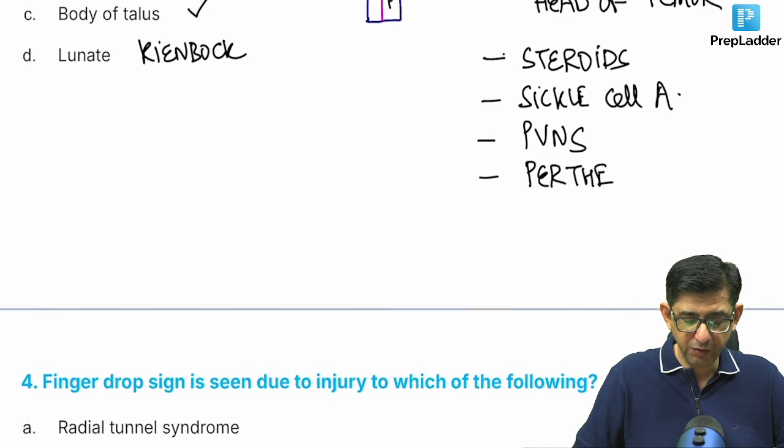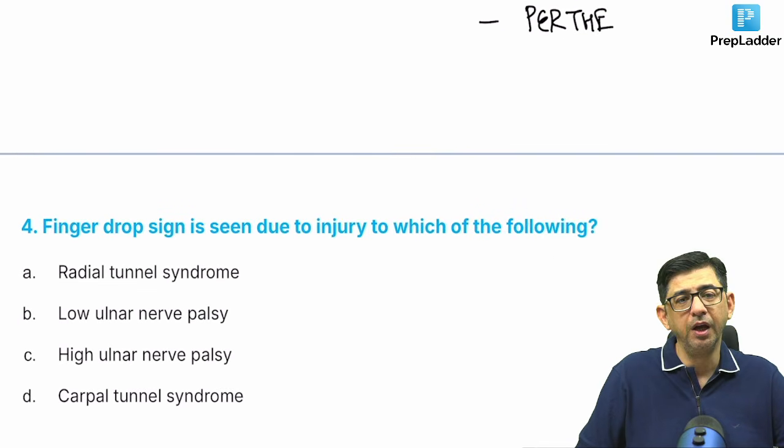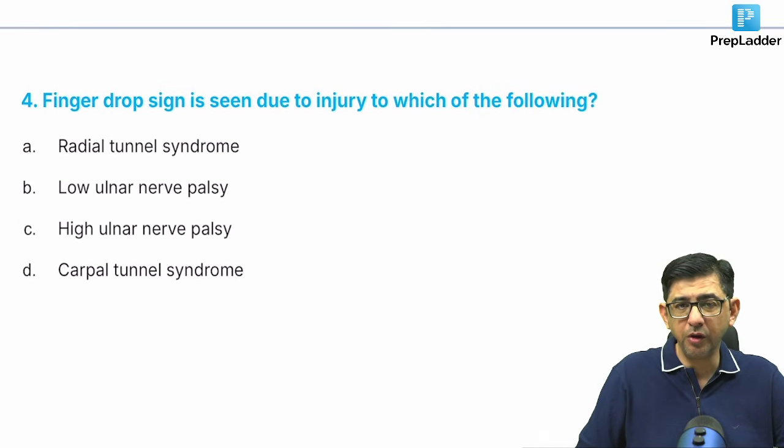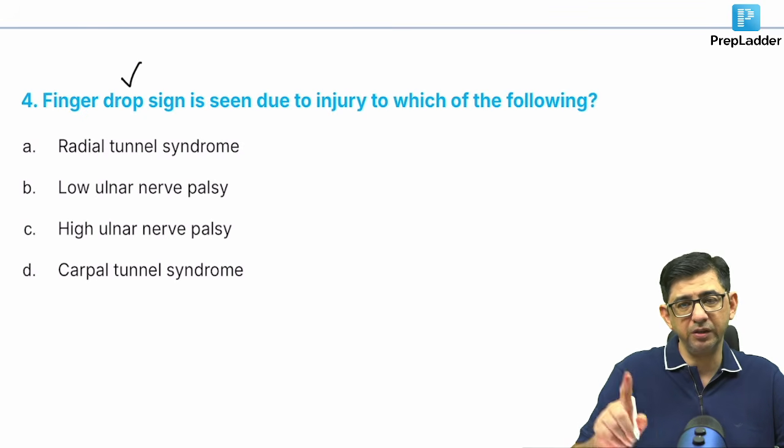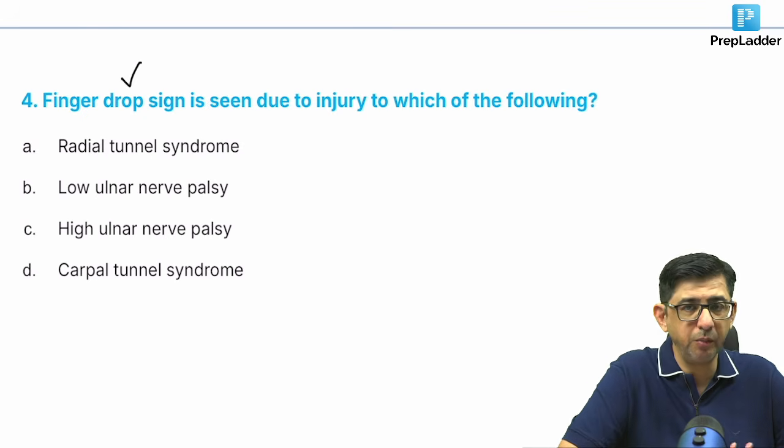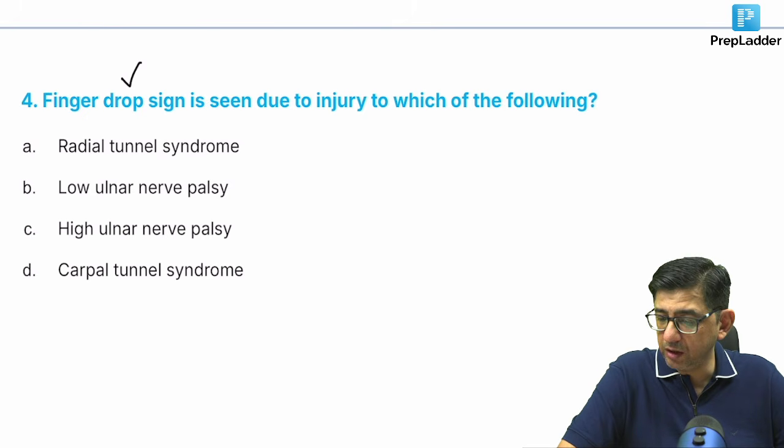Third is sorted, guys. We go to the fourth one. Very easy. Traditionally, the question comes on wrist drop. This time it is a finger drop. And finger drop would mean that there is an extensor muscle problem. Extensor muscle problem would mean which nerve is getting involved? It is the radial nerve that would get involved in this patient.